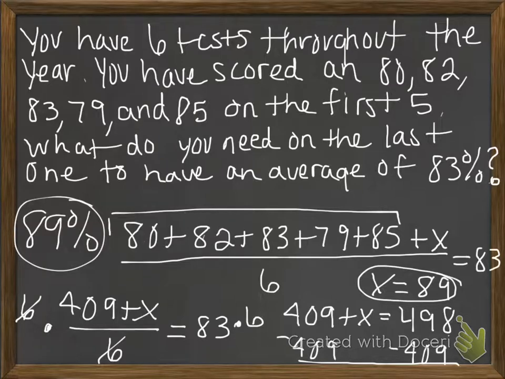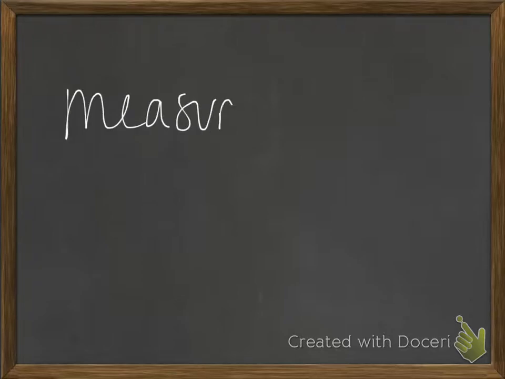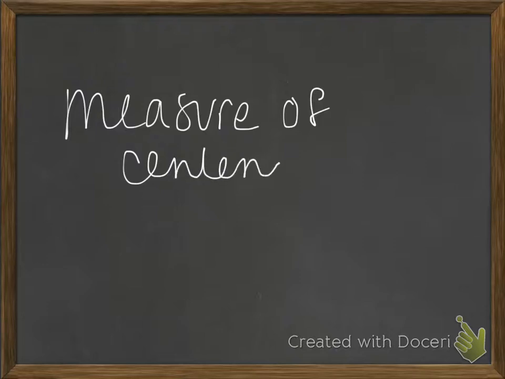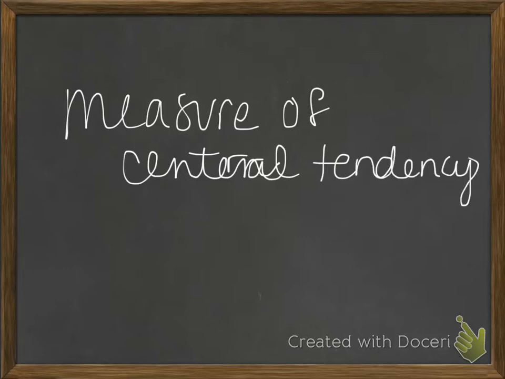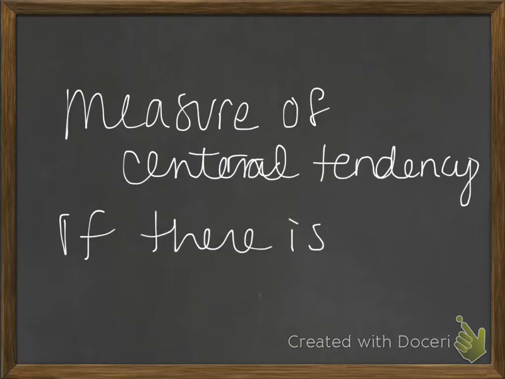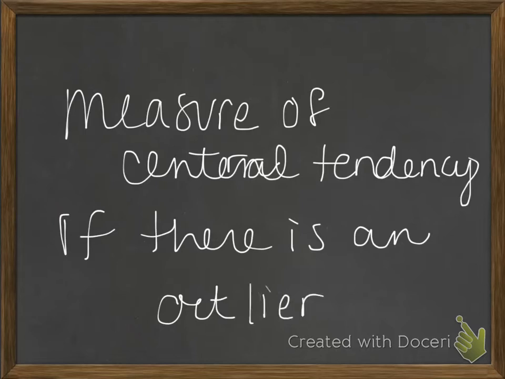All right. For tomorrow, bring to class, tell me what the best measure of central tendency would be if there is an outlier. So what would you use if there is an outlier?